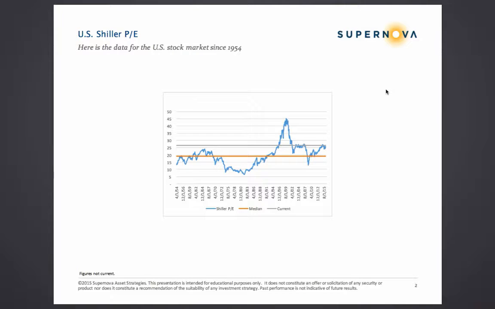Let's review the Shiller PE data for the U.S. stock market, and we'll use data since 1954. The blue line represents the Shiller PE for the U.S. stock market. The orange line is the median over this time, and the gray line denotes where we are currently.